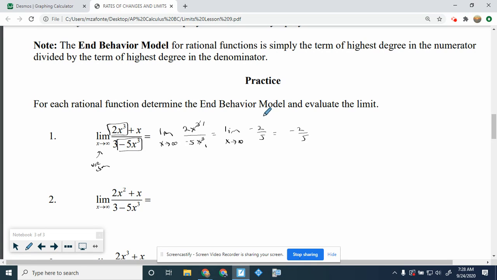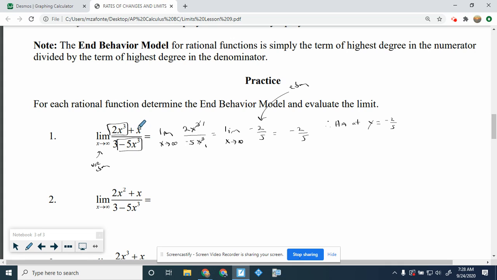So this right here, believe it or not, is the simplified EBM, and we actually got a number here, and this is good review. What does that mean? If you do a limit to infinity and you get a number, then that means you have an HA. So this would mean that there's an HA at y equals negative 2/5. Chock full of good information here.